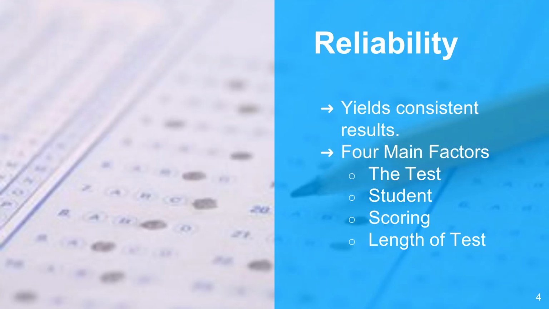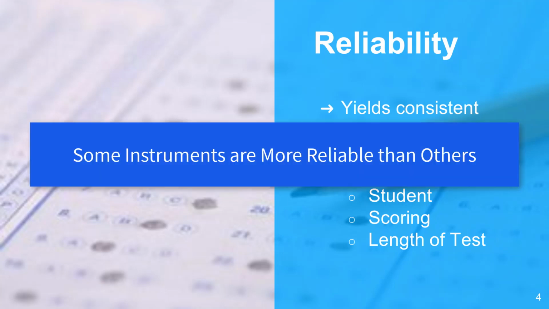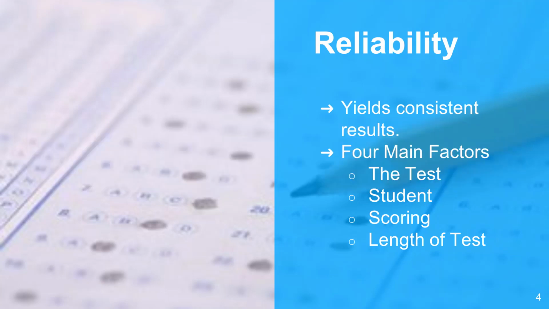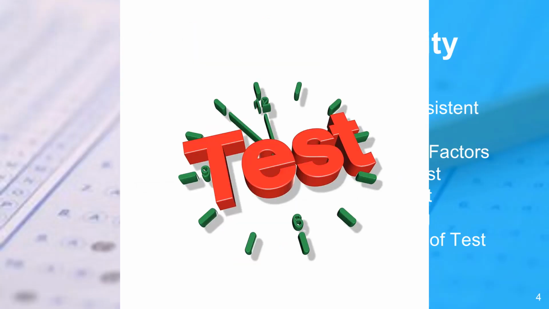It is important to note that no instrument is completely reliable, but some instruments are more reliable than others. We can sometimes determine the relative reliability of certain instruments. However, to aid our selection of testing media, there are four main factors to consider for determining test reliability: the test itself, including general and specific instructions and test conditions, the student taking the test, the scoring procedures, and the length of the test.